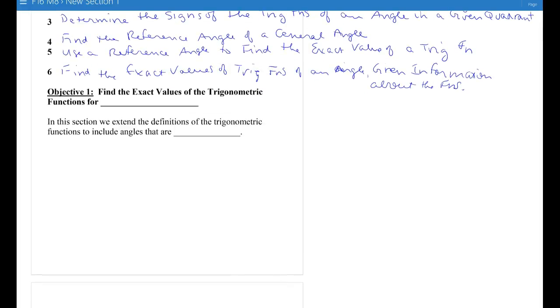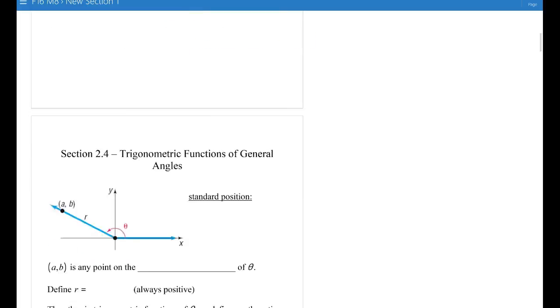So the first objective is find the exact values of the trigonometric functions for general angles. So I guess we need to talk about what general angles are. So in this section, we're going to extend the definitions of the trigonometric functions to include angles that are bigger than 90 degrees, so that their size is greater than 90 degrees. So recall that in the previous sections, we've been talking about acute angles, which are smaller than 90 degrees. So we're going to let the angles get bigger and see what changes with the trig functions.